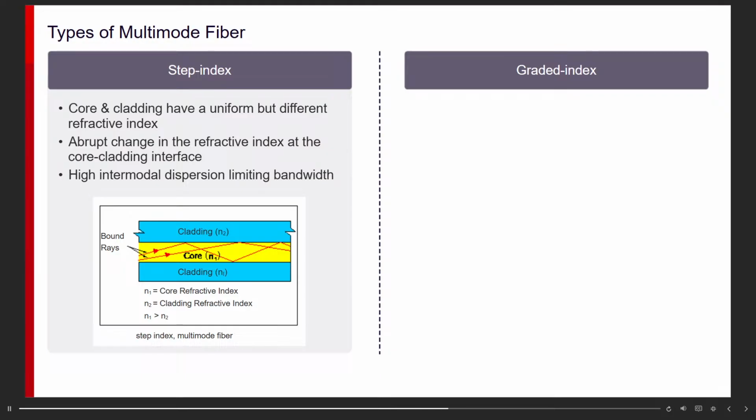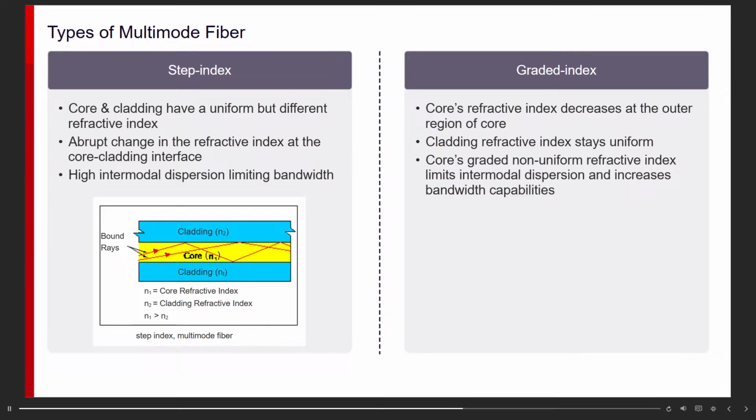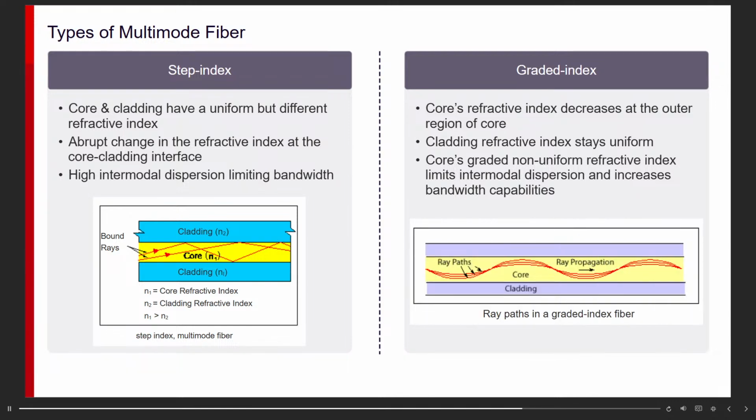On the other hand, the graded index multimode fiber has a core with a graded refractive index that decreases from the center outward, while the refractive index of the cladding remains uniform. The core's non-uniform refractive index reduces the intermodal dispersion, and therefore graded index fiber has a higher data rate bandwidth than step index fiber. Click Next to learn about the multimode fiber types by core cladding diameters and the bandwidth-defined ISO 11801 standard classification system.